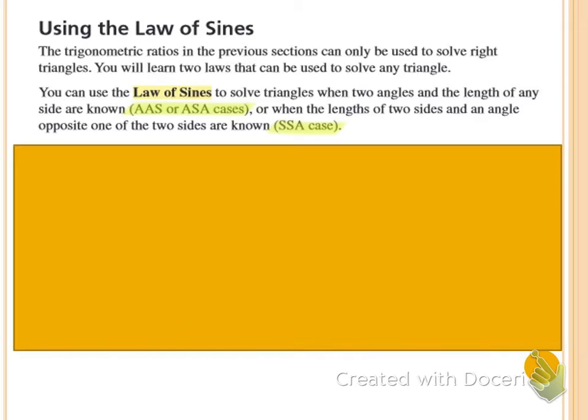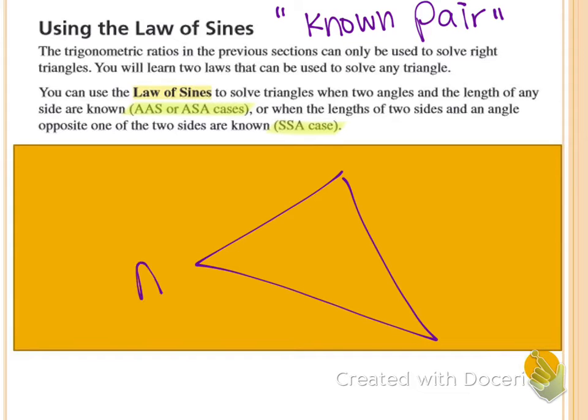So here's how to kind of abbreviate that. Do you have a known pair? This is the wording you're going to hear me say a lot, a known pair. So here's what I mean by a known pair. A known pair is when you have a side and the angle that it is paired with. So if we knew this was 42 degrees and we knew this was 3, that is a known pair.